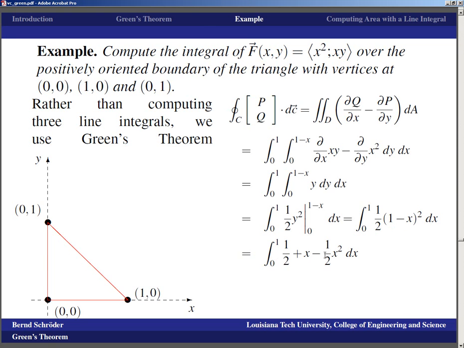I think I lost a negative sign here. Hang on just a second, please. And indeed, I did lose a negative sign, but now it is fixed. Let's go through this again.